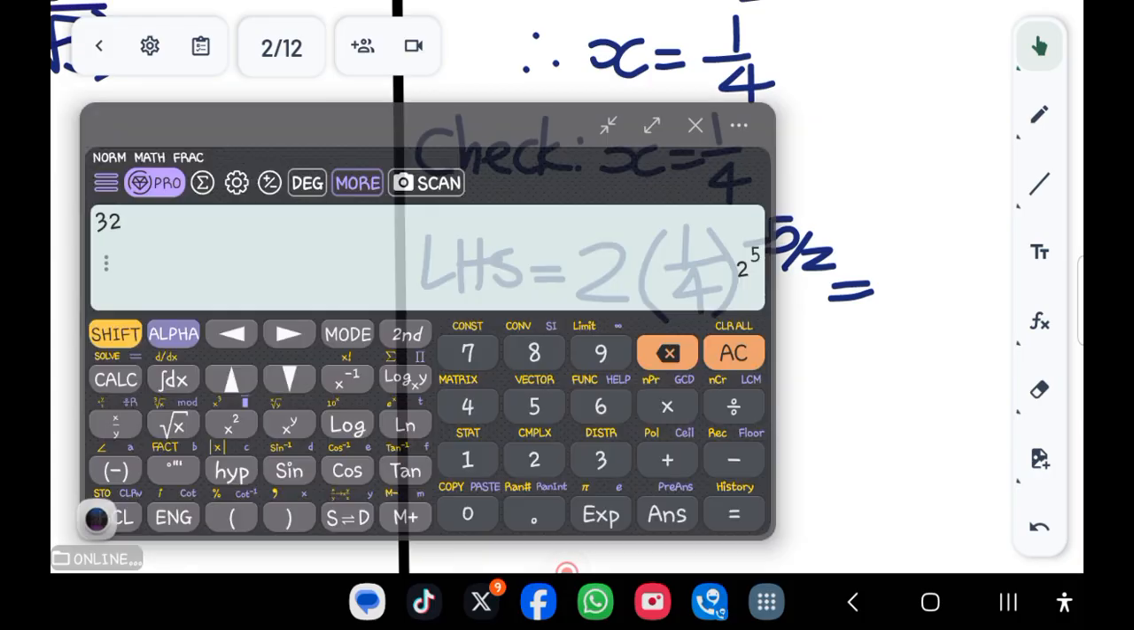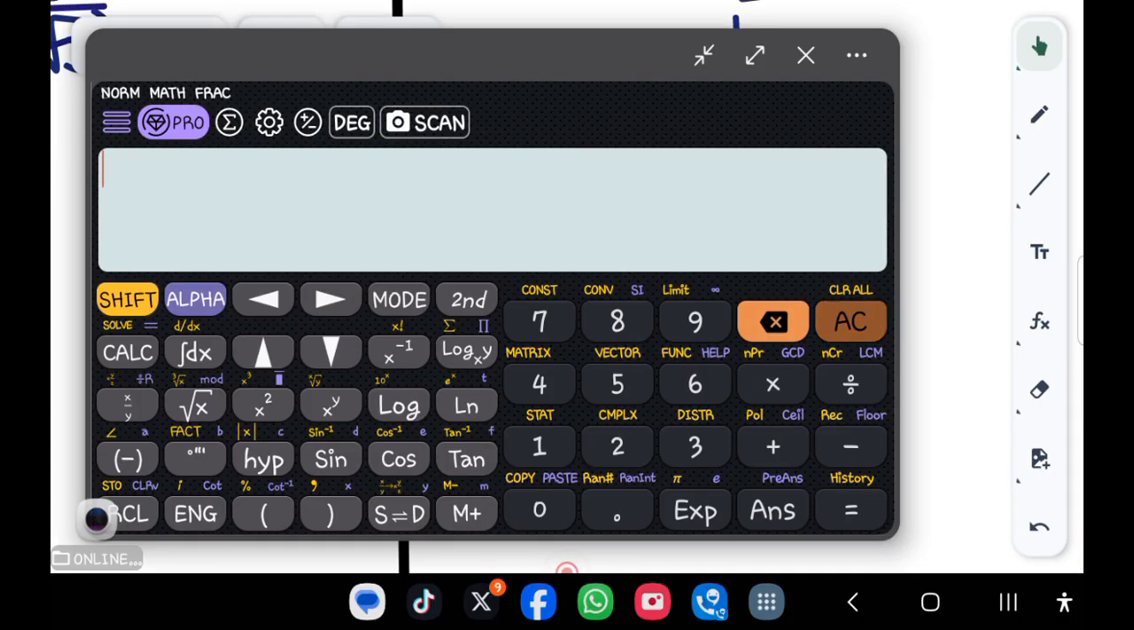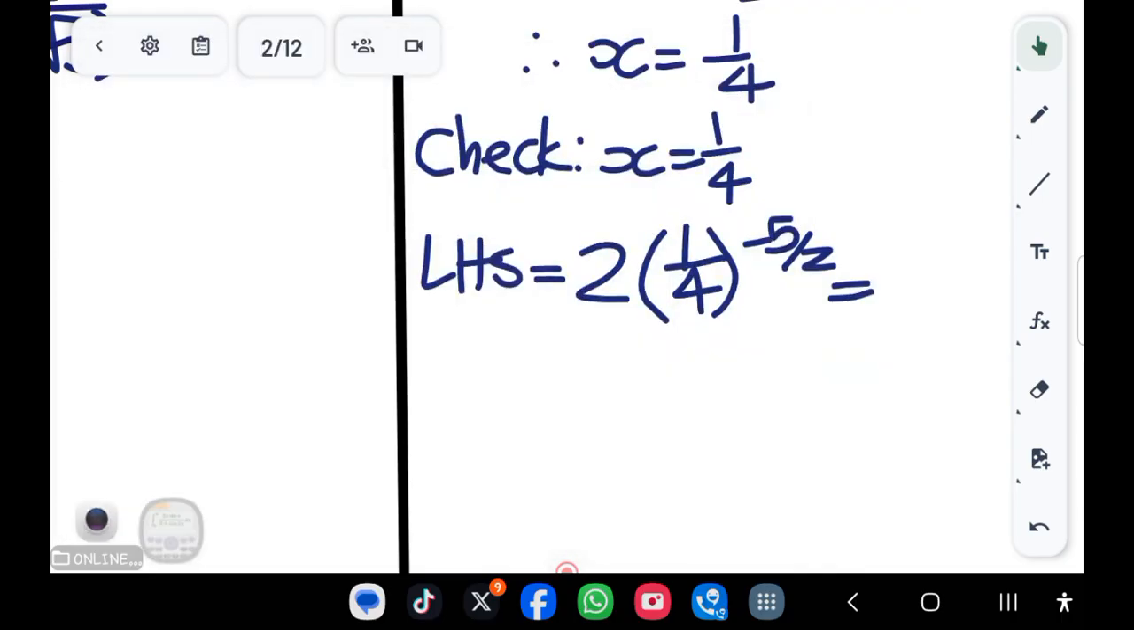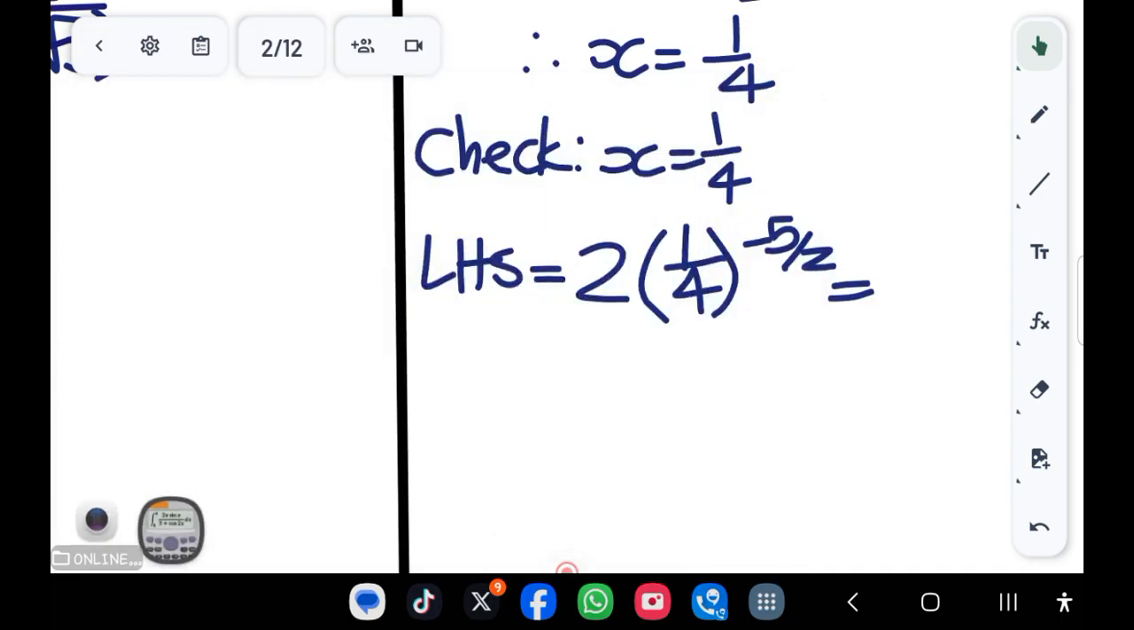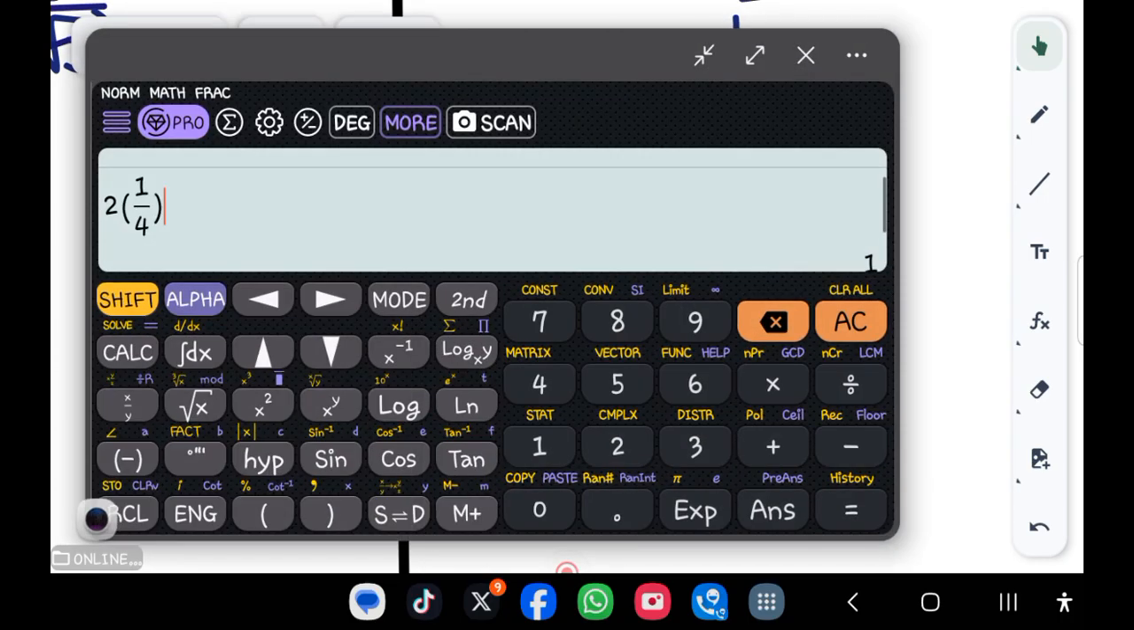Let's do that. So that will be 2, open bracket. Okay, and that was what? Common fraction button, 1 over 4. I'm just taking a shortcut here. And that is all to the power of negative 5 over 2. So that's x to the power of what? Power button, minus, common fraction button, negative 2 over 5.